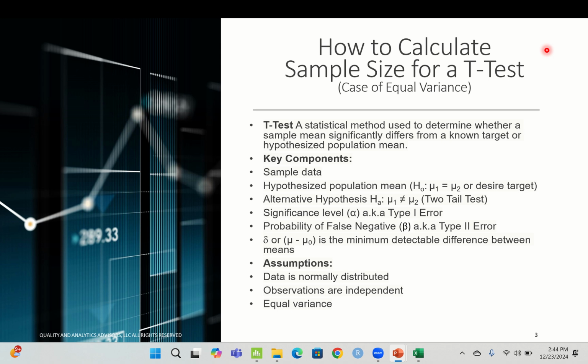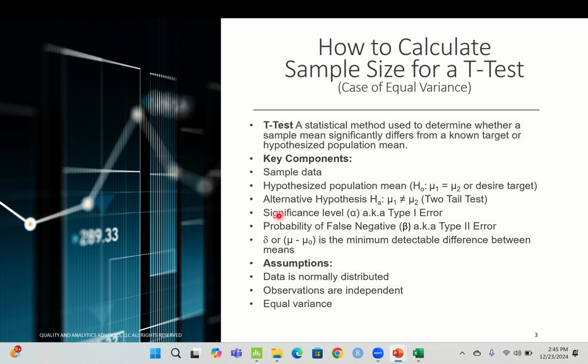The key components of a two-sample t-test are, of course, the data. We need to formulate a hypothesis. Right here is the null hypothesis, where we state that the sample mean from one population is the same as the sample mean from another population. And the alternative hypothesis is that they're not equal. When we formulate it in this fashion, we're talking about a two-tailed test.